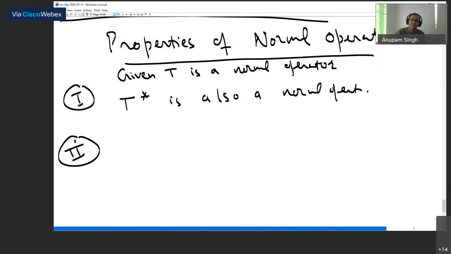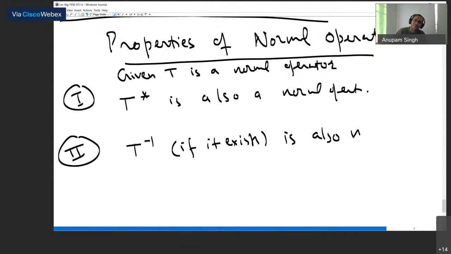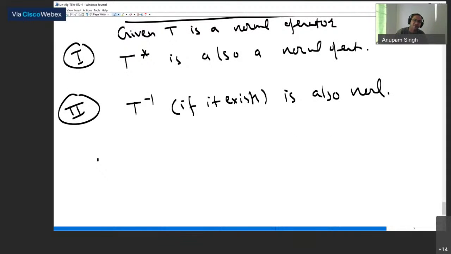Second property, T inverse, if it exists, is also normal. You can check this. I'll leave this as an exercise for you to verify. A similar kind of property: T inverse is also normal. Okay, now I come to a little more interesting properties.